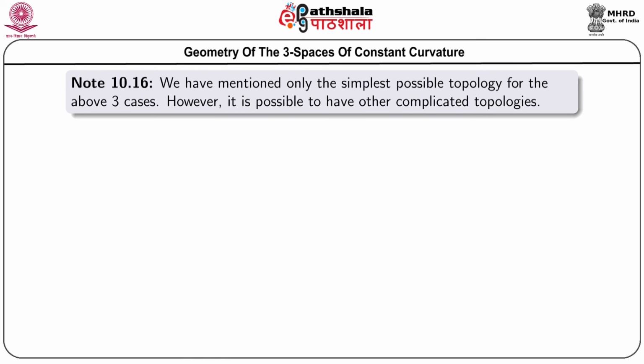So, in our last discussions we have seen that different types of topology come out due to the values of kappa, and we have mentioned only the simplest possible topology for the above 3 cases. However, it is possible to have other complicated topologies also.